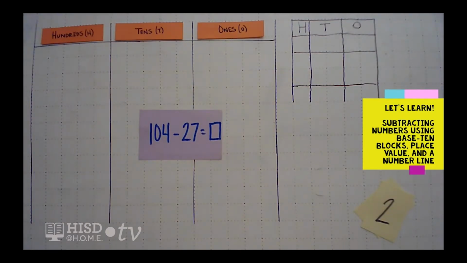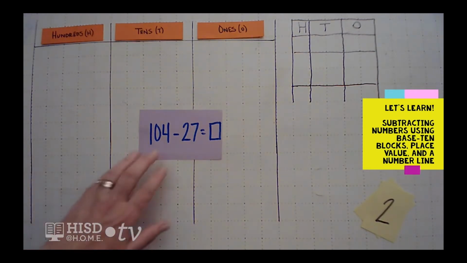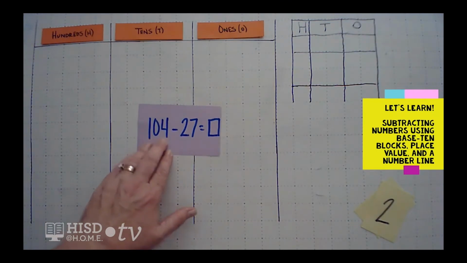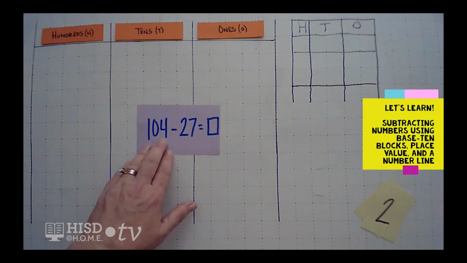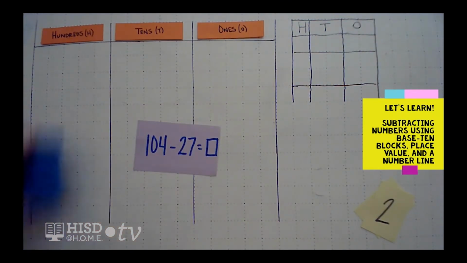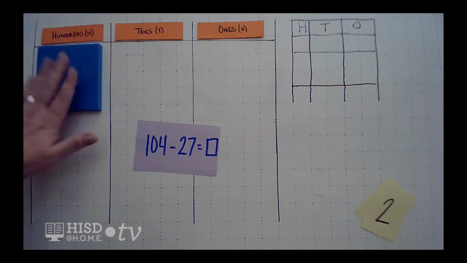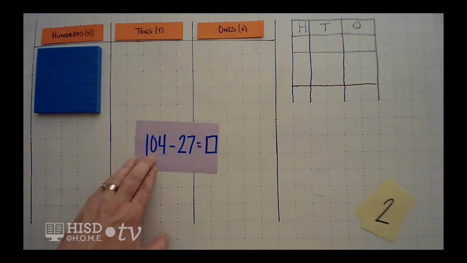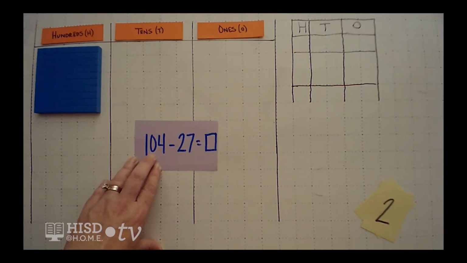And from our number sentence, we can see that we have 104 minus 27 is the same as an unknown difference, or we can read this as 27 from 104 is the same as an unknown difference. So let's begin by building our 104 in our place value table. So we're going to go ahead and use our blocks. I have one group of 100. I can see in the tens position here that I don't have any units.